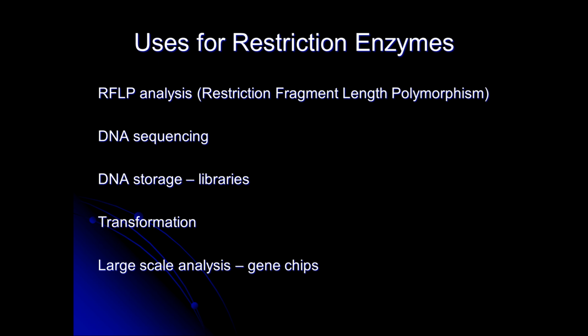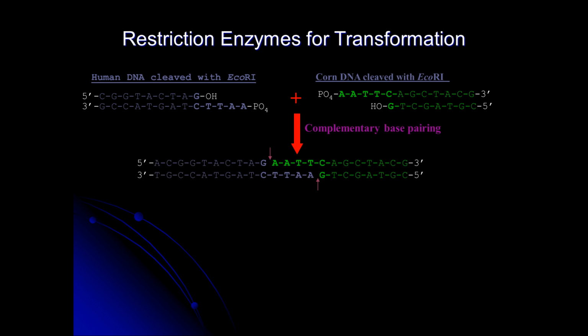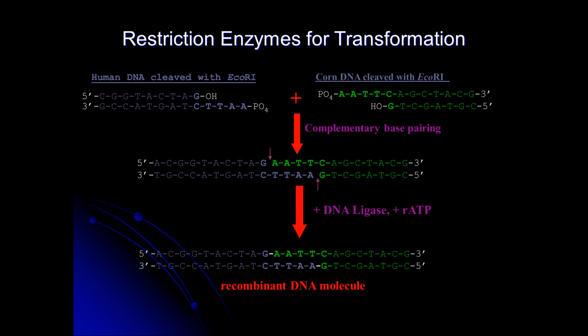DNA sequencing, DNA storage, transformation, large scale analysis. Large scale analysis means gene chip. So first, restriction enzyme used in transformation. How are restriction enzymes used in transformation? See, this is the human DNA cleaved. First of all, what is transformation?